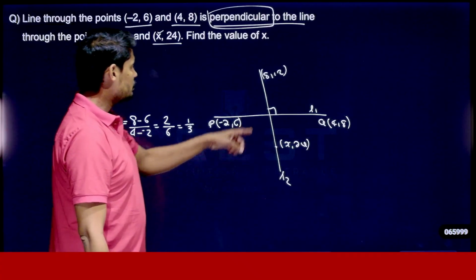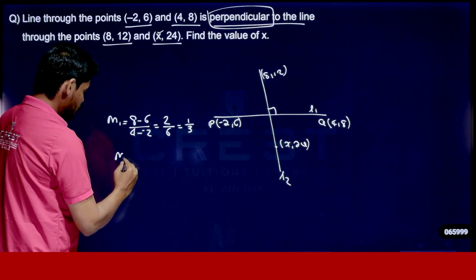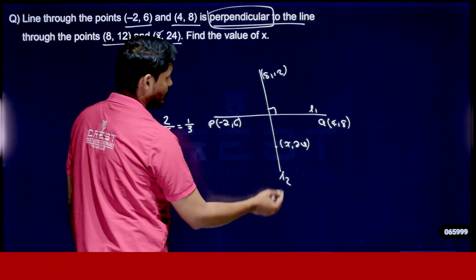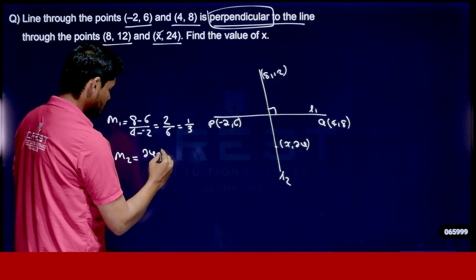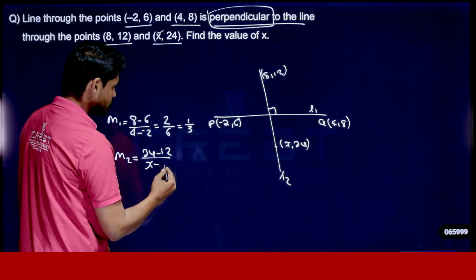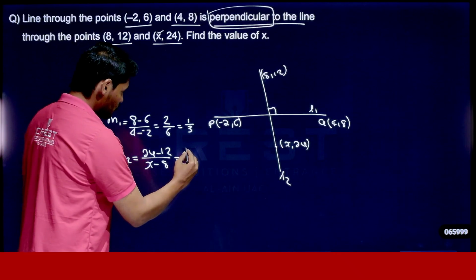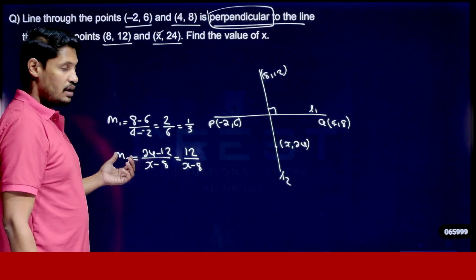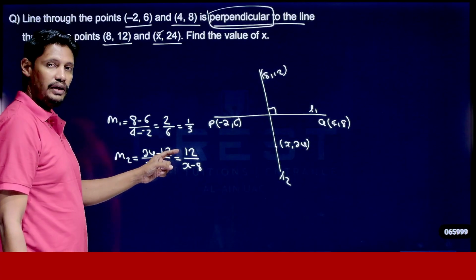And what about the slope of line L2, that is M2? We have the same equation: y2 minus y1 divided by x2 minus x1, which is 24 minus 12, that is 12, divided by x minus 8. So we got the slopes of the two lines: one is 1 by 3, the other is 12 by x minus 8.